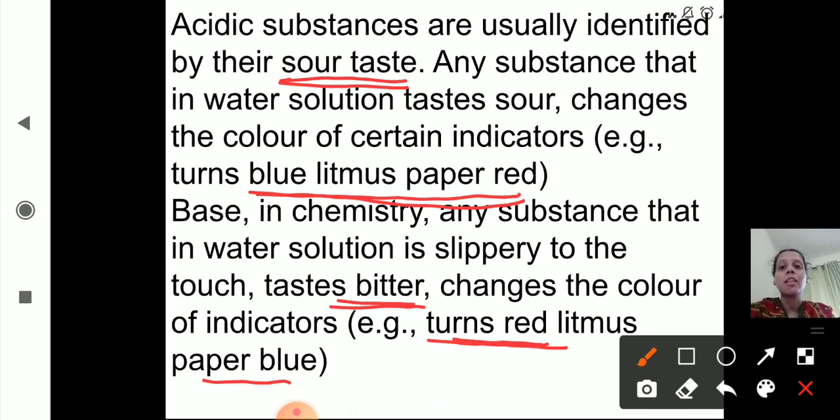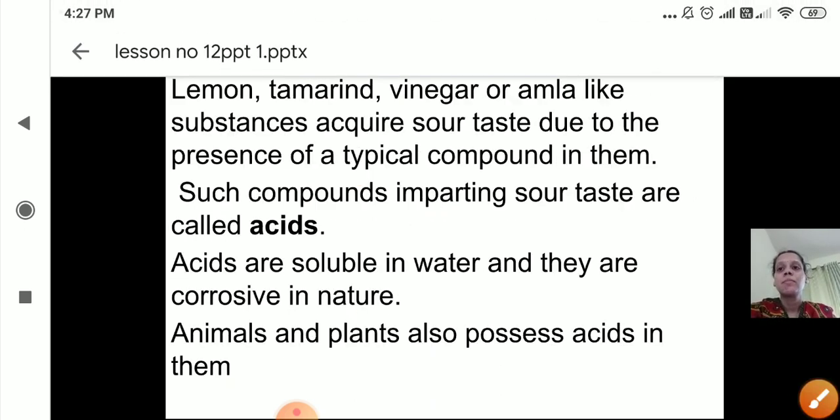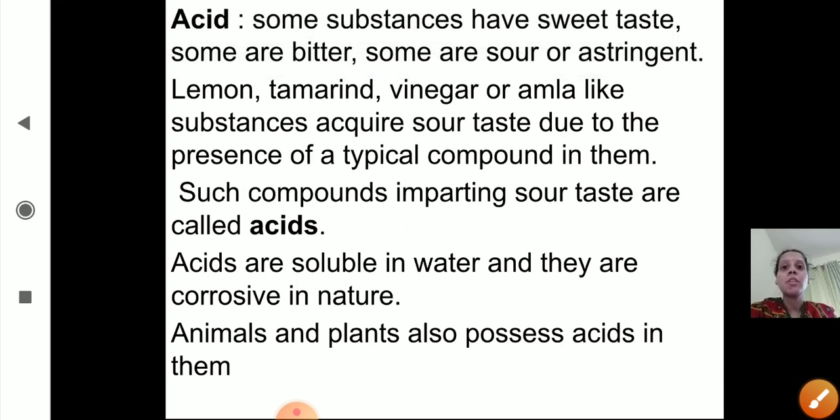I hope you are clear with the difference between acids and bases. Acidic substances taste sour, and basic substances taste bitter. Blue litmus paper turns red in acidic solution, and red litmus paper turns blue in basic solution. Now we'll start with the acids first.